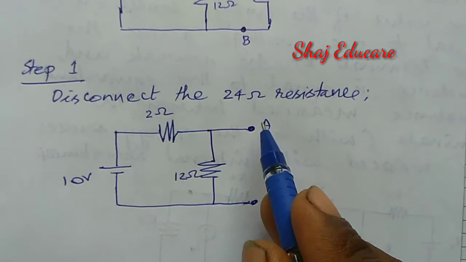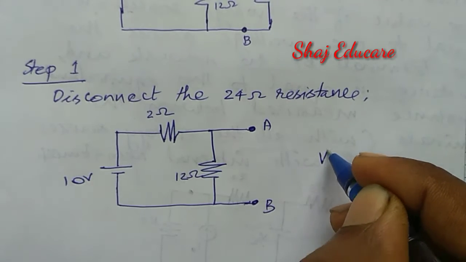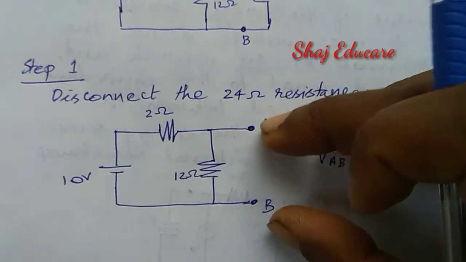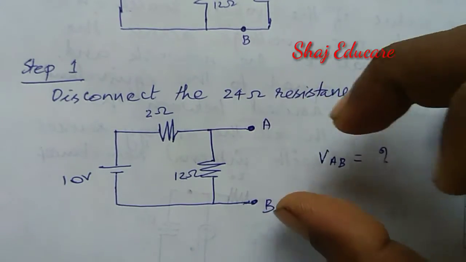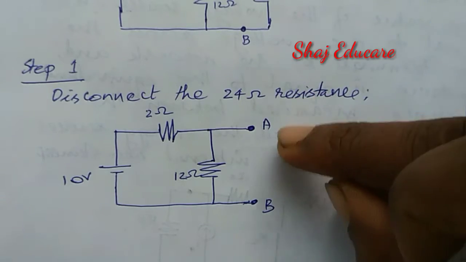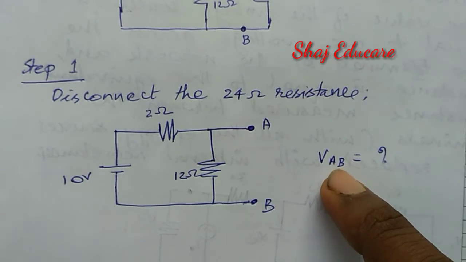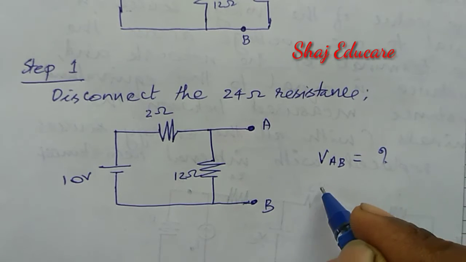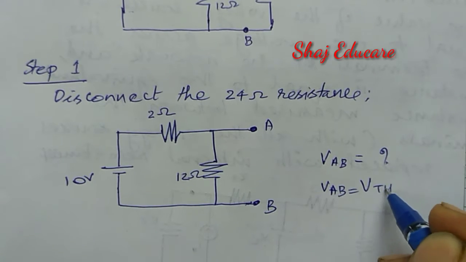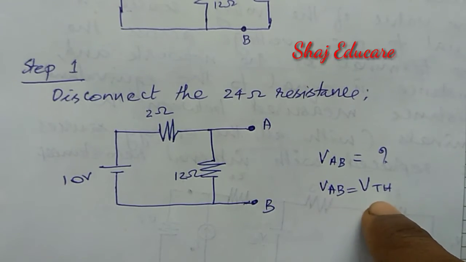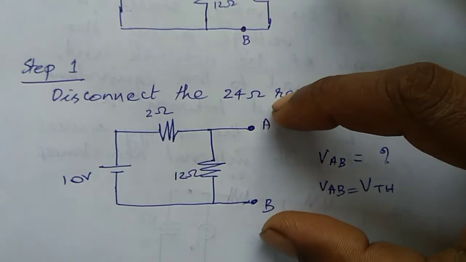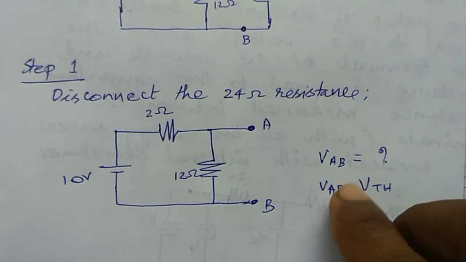Find the voltage across A and B. Now this is open circuited, and we are going to find the open circuit voltage across A and B. That means we are going to find VAB, which will of course be our Thevenin voltage VTH. VTH is the open circuit voltage across the two terminals, so of course VAB will be VTH.